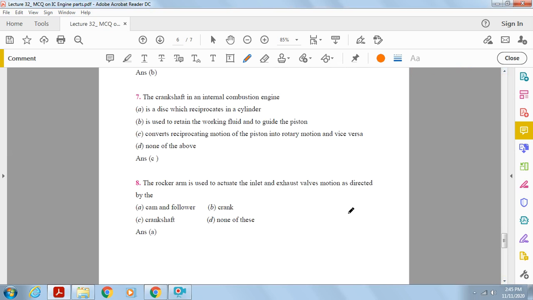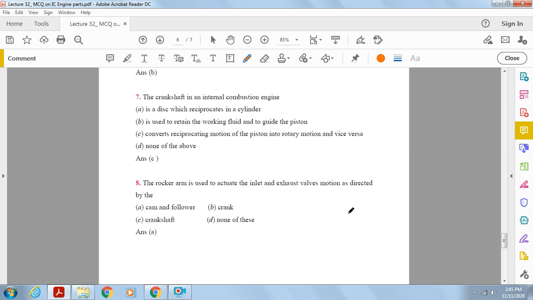Next, question number 7. The crankshaft in an internal combustion engine: option A, is a disc which reciprocates in a cylinder. Option B, is used to retain the working fluid and guide the piston. Option C, converts reciprocating motion of the piston into rotary motion and vice versa. Option D, none of the above.